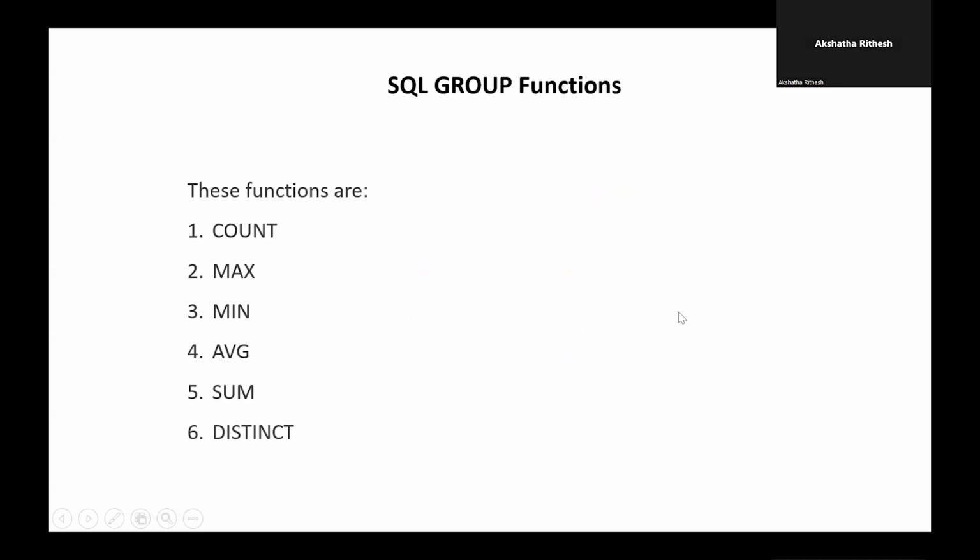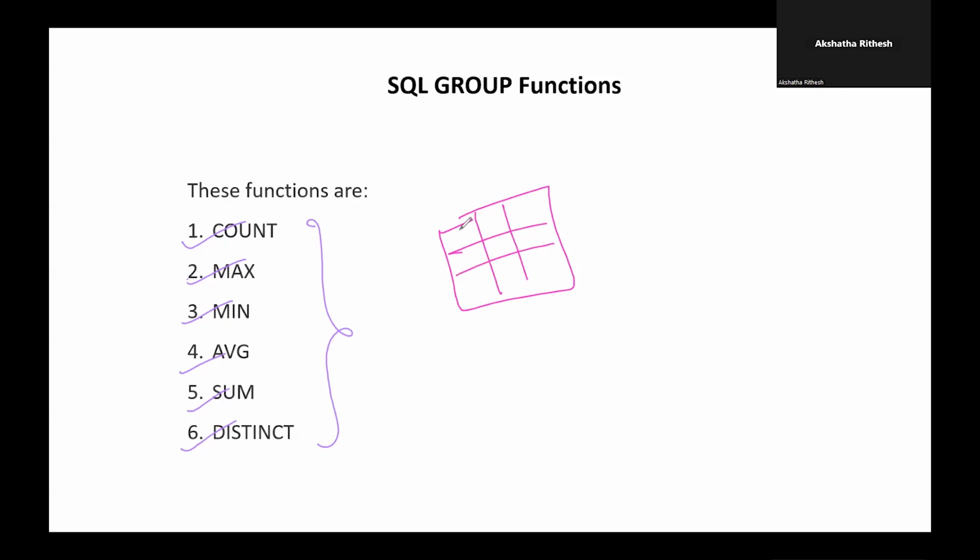So what about SQL group functions? SQL group functions are these: count, max, min, average, sum, and listings. All of these have been discussed previously in a very detailed way in the previous session, so kindly go through those. So what happens in count? In a count, if I have a table, I'm going to count the entire tuple.